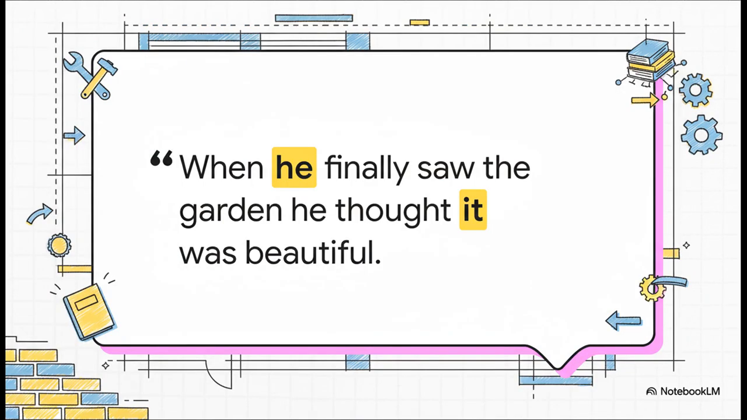This sentence is a perfect example of how simple and, honestly, how powerful reference is. The word he points back to some person we've already talked about, and it obviously points back to the garden. I mean, can you imagine how clunky this would be otherwise? When John finally saw the garden, John thought the garden was beautiful. Yikes. Those 2 little pronouns are doing some heavy lifting. That's cohesion at its best.